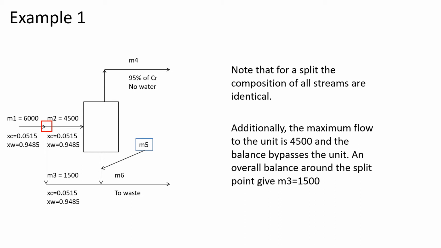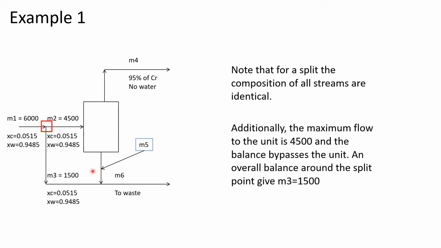Now note that for a split, as you see here, if we split a stream, the split point that occurs to the left of the waste treatment unit, at the split, the streams that leave it must have the same composition. So if the mass fraction of chromium is 0.0515 in the feed, the mass fraction of chromium will be 0.0515 in both the streams that exit the split point. A split does not change composition. And so those two streams are labeled with the mass fraction of chromium, and the balance is water. So to get the water mass fraction, we subtract 0.0515 from 1 to get 0.9485.